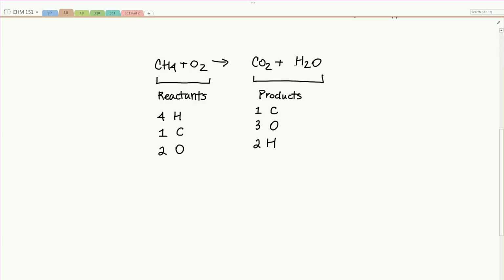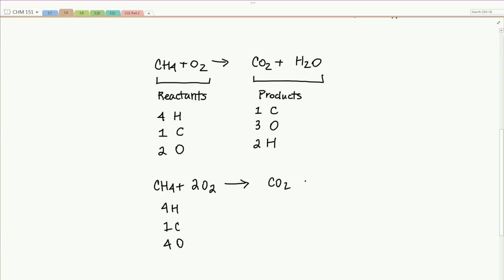So the basic rule of thumb is to start with the most complicated compound, but in this case they're all pretty much equal. If we look at oxygen, we see that we only have 2 on this side, but we have 3 on this side. So if we add a 2 in front of our oxygen on the left side, that gives us a total of 4 hydrogens, 1 carbon, and 4 oxygens.